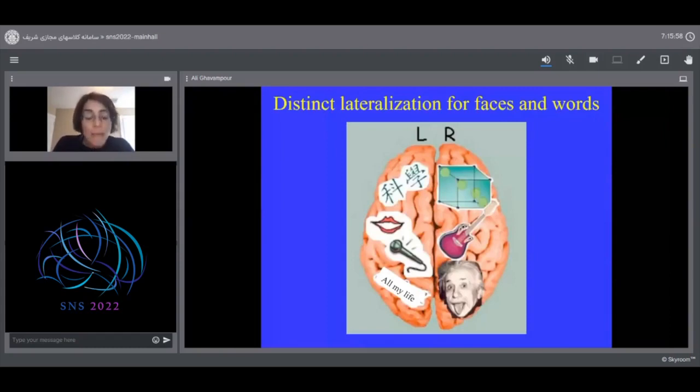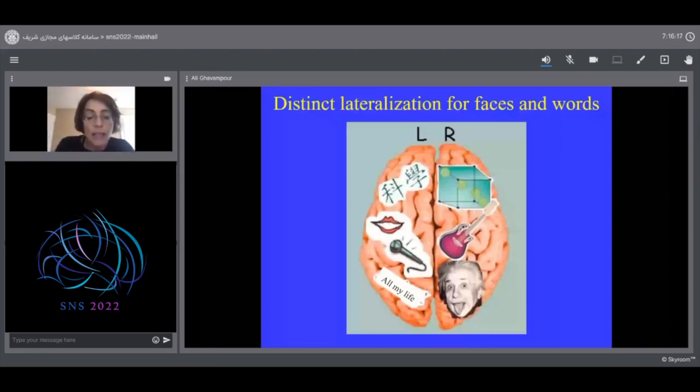This depiction is a little bit closer to reality in the sense that it picks up one of the apparent distinctions between the hemispheres, and that is that the right hemisphere represents faces and the left hemisphere represents words.